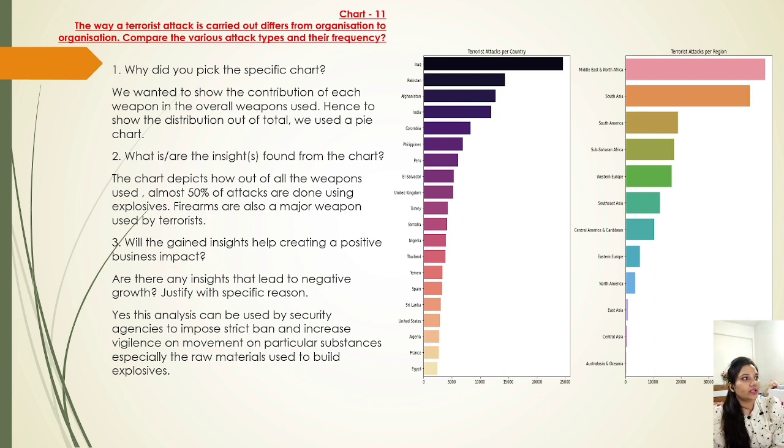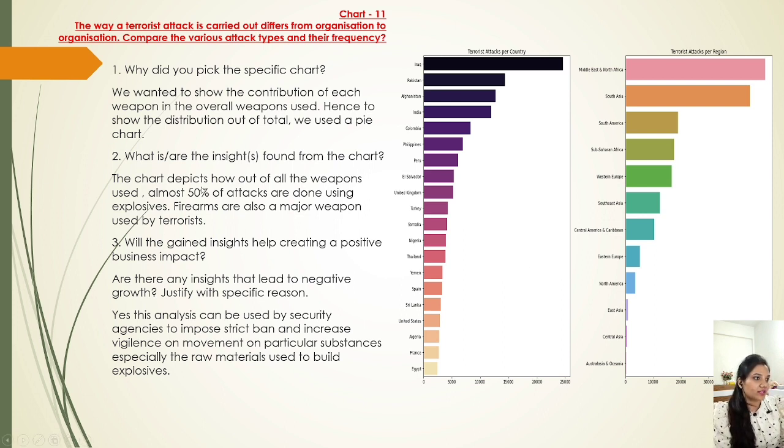So in chart number 11, we are studying how the way a terrorist attack is carried out differs from organization to organization. Compare the various attack patterns and their frequency. So here we wanted to show the contribution of each weapon in the overall weapons used. Hence, to show the distribution out of the total, we used a pie chart. Actually, it's a bar graph chart.